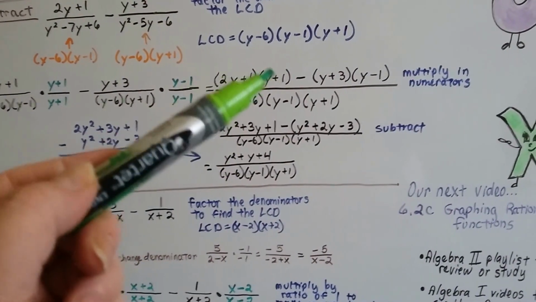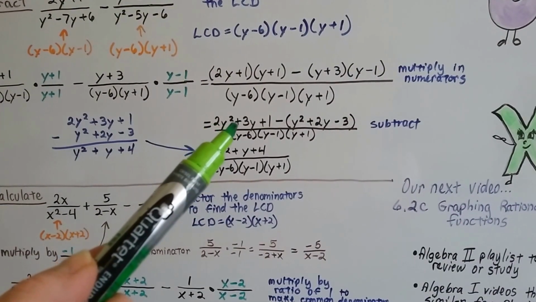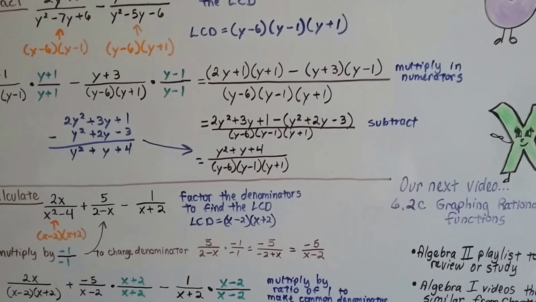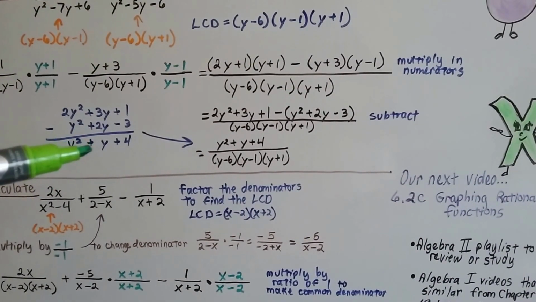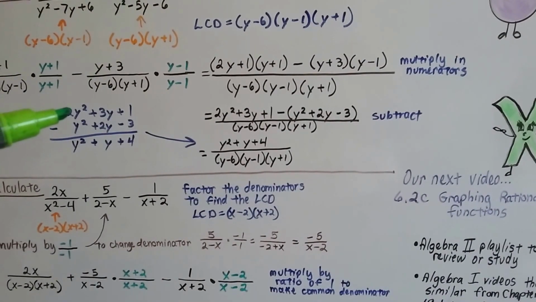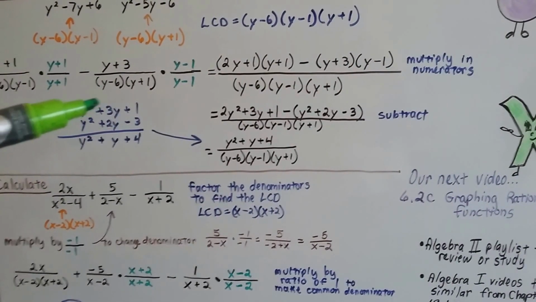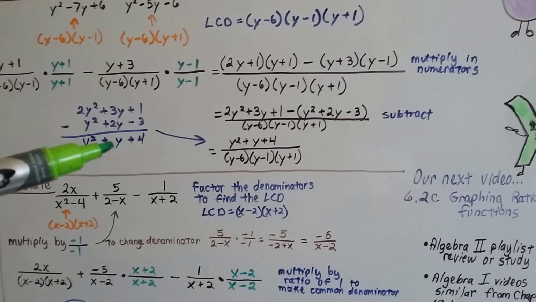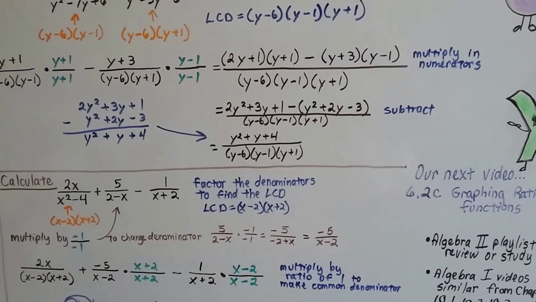And after multiplying these and foiling, okay, we get 2y squared plus 3y plus 1 minus y squared plus 2y minus 3. Now, if we stacked these and subtracted them, we'd see we get y squared plus a y plus a 4. Because remember, we're subtracting. So 2y squared take away y squared is just 1y squared, isn't it? And if we have a positive 3y and we subtract a 2y, that's just going to give us a 1y, isn't it? And if we have a 1 and we subtract a negative 3, we add the opposite. It's going to give us a positive 4.